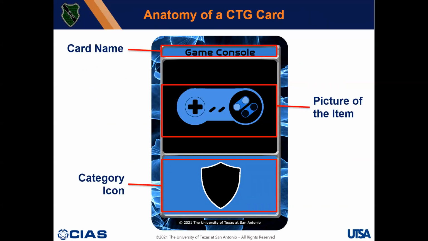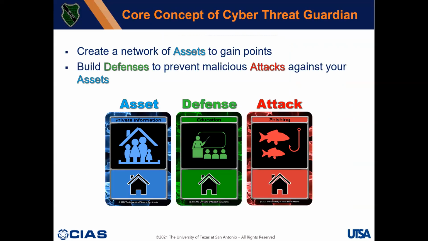Now, in front of you is a sample image of one of our asset cards of a game console. And you'll find that every card features 3 main areas. The top is the card name. And the center is a picture of the item identified by that card name. And towards the bottom is a category icon. Each card, no matter what type, will have an icon associated with it.